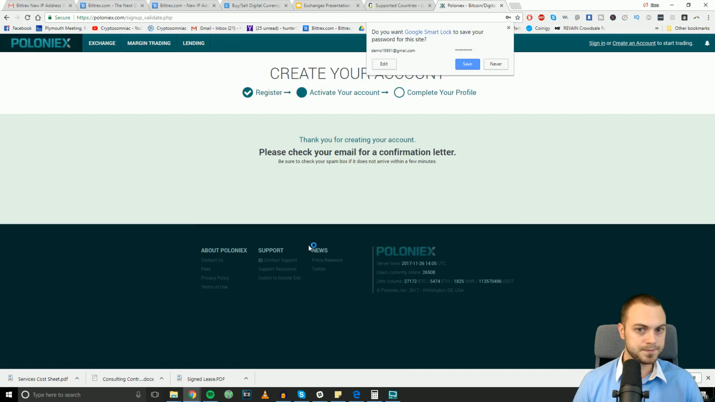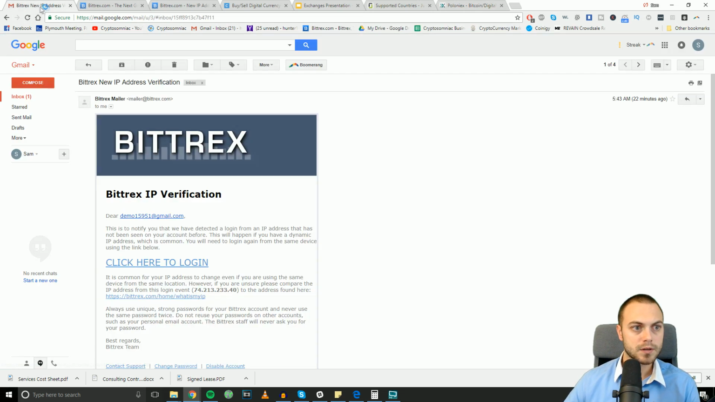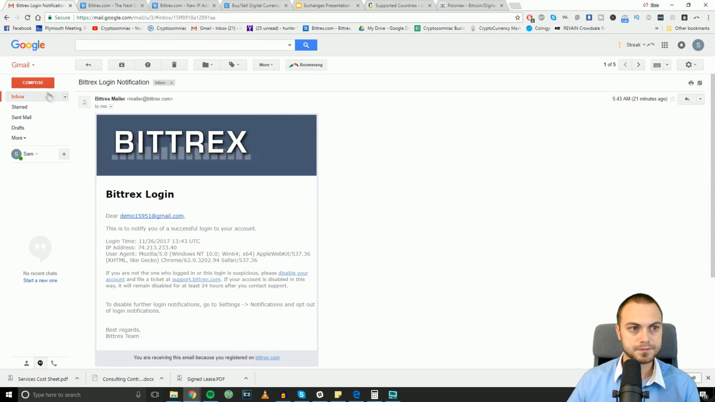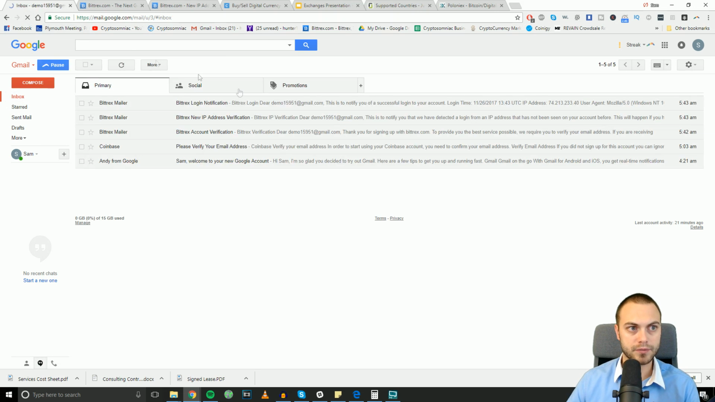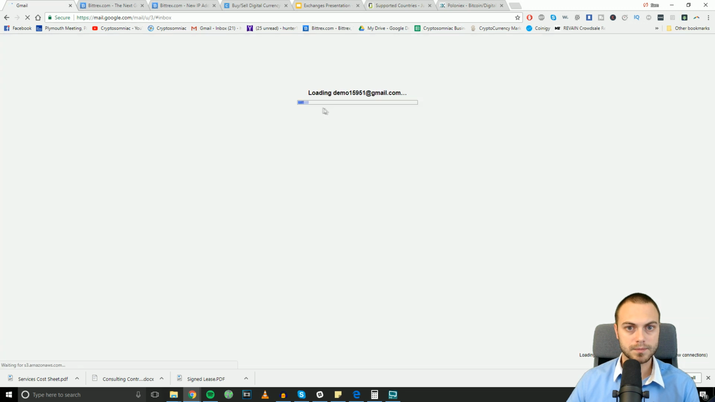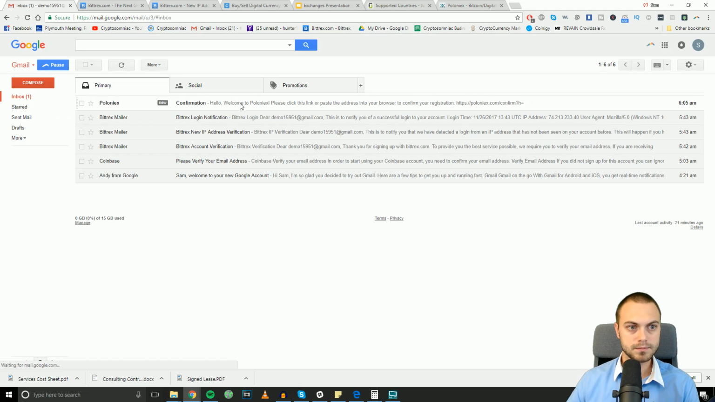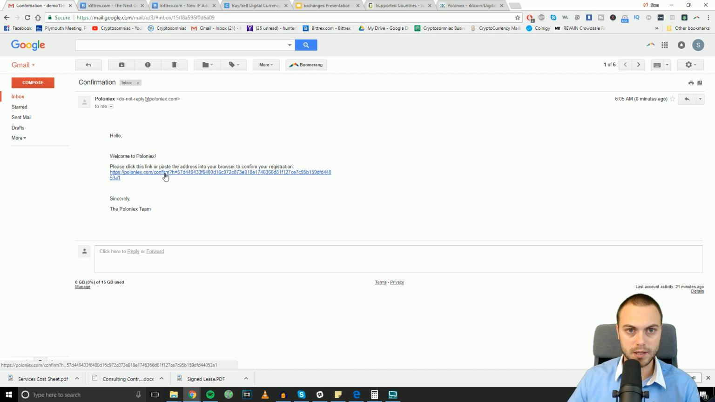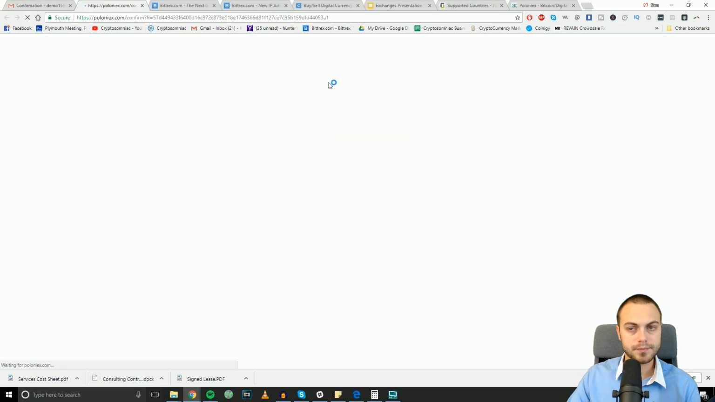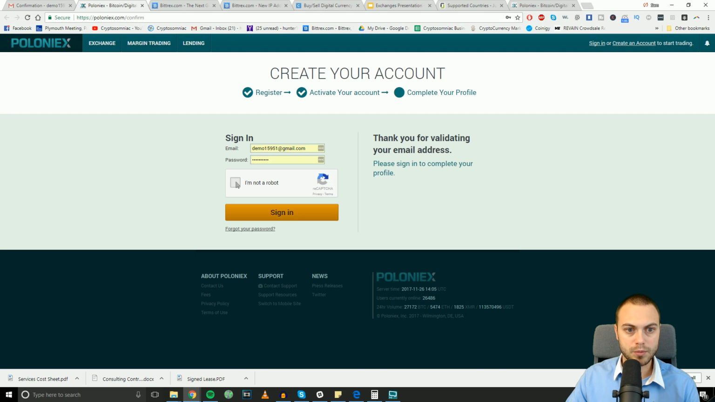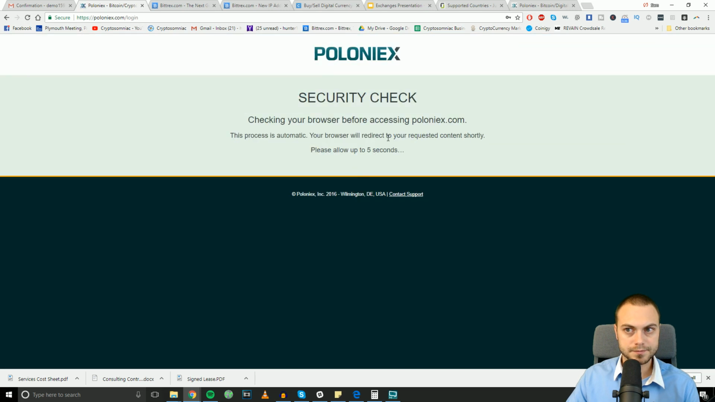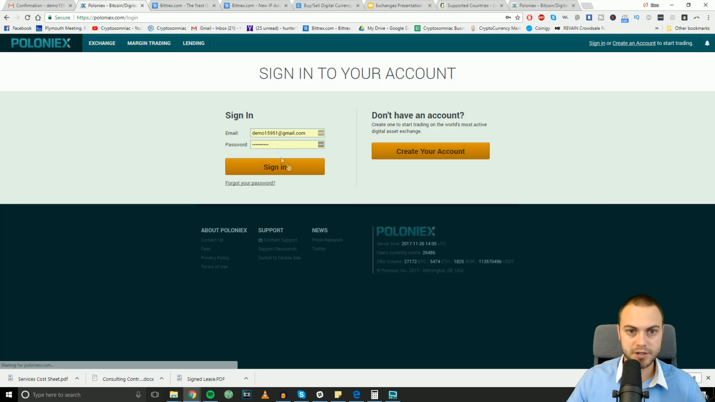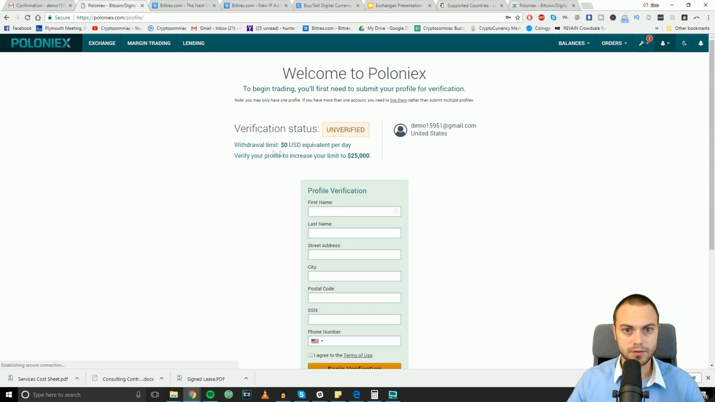I'm assuming that they'll send me a confirmation email. So we'll go over to the email and let's hit refresh. And confirm the email. So now we'll log in. They will have this little Cloudflare, basically protection, where they make sure that you are not an attacker. Looks like that did not work.